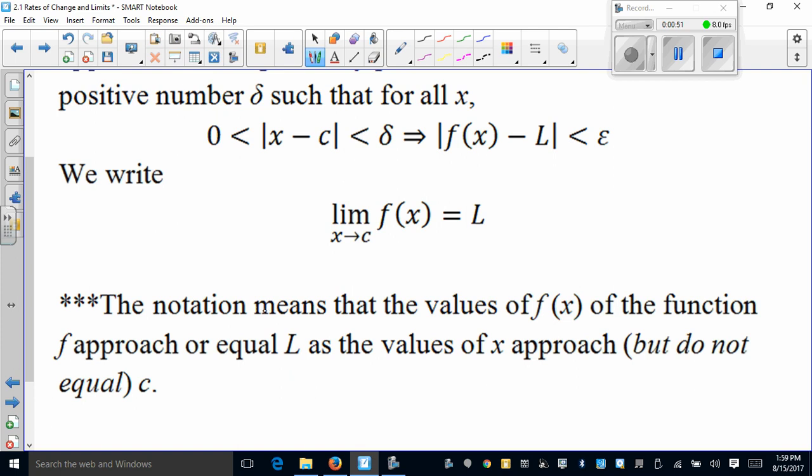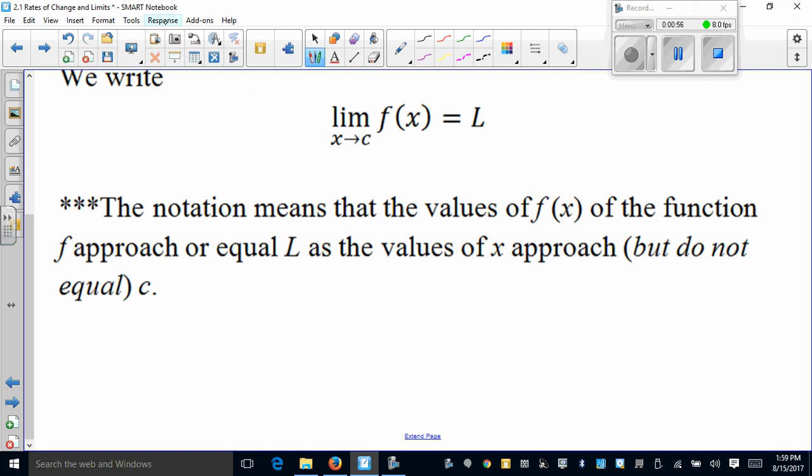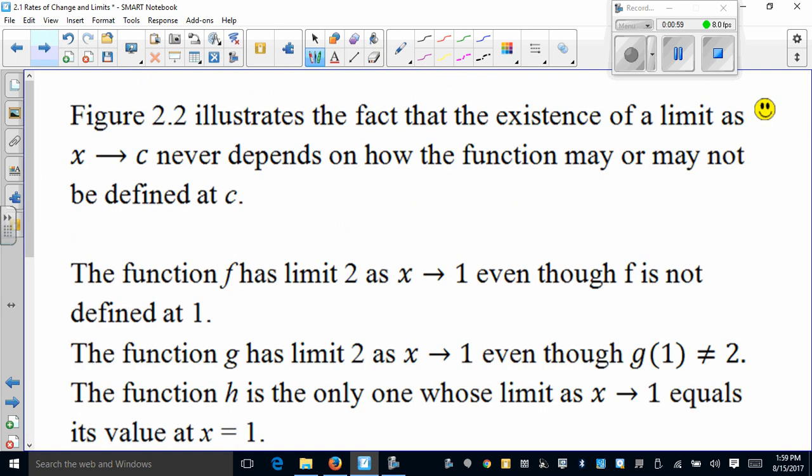Okay, figure 2.2 illustrates the fact that the existence of a limit as x approaches C never depends on how the function may or may not be defined at C. The function f has a limit 2 as x approaches 1, even though f is not defined at 1. That's the first one. The second one, the function g has a limit 2 as x approaches 1, even though g of 1 does not equal 2. And then the last one, the function h is the only one whose limit as x approaches 1 equals its value at x equals 1. And we have the graphs.